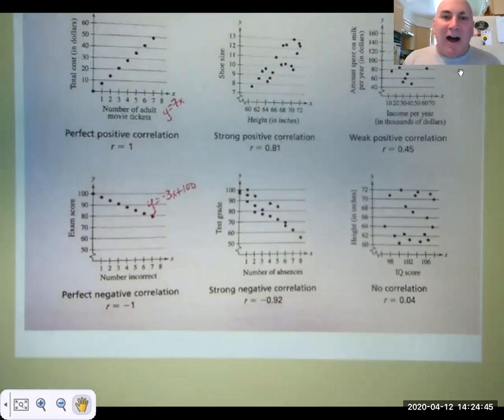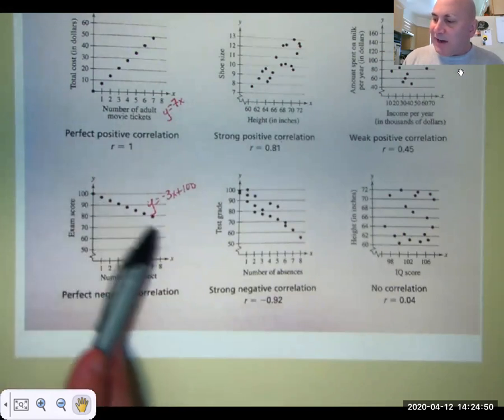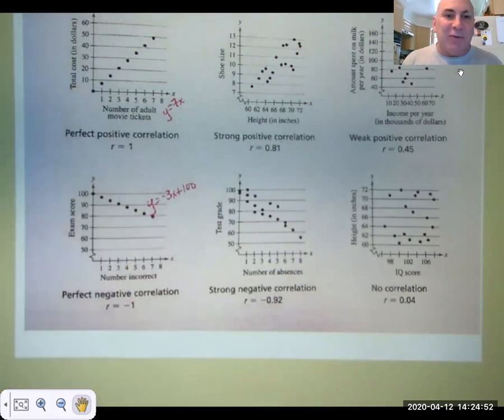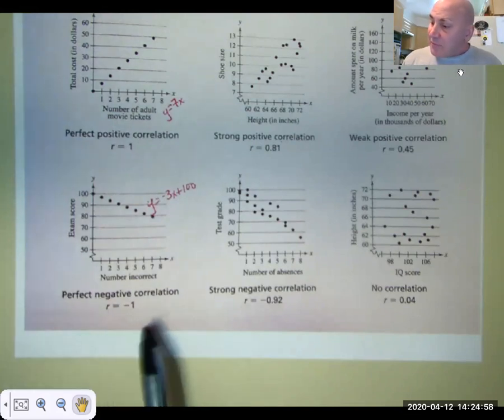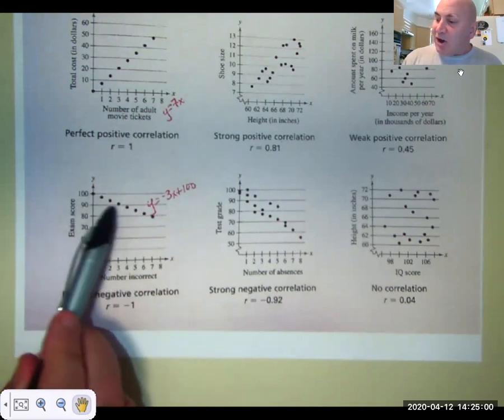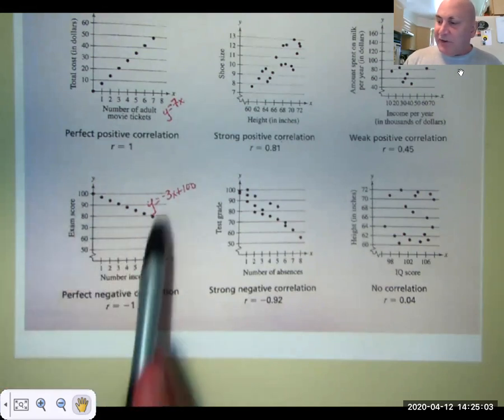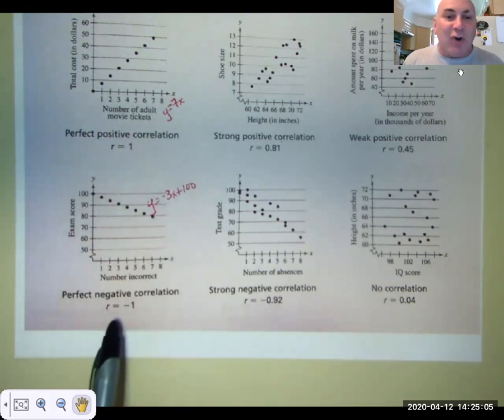Okay, so those were positive correlations. Let's talk about negative ones. All of these data points are on the line y equals negative 3x plus 100. Since they are perfectly on a line with a negative slope, they have a correlation coefficient of negative 1.